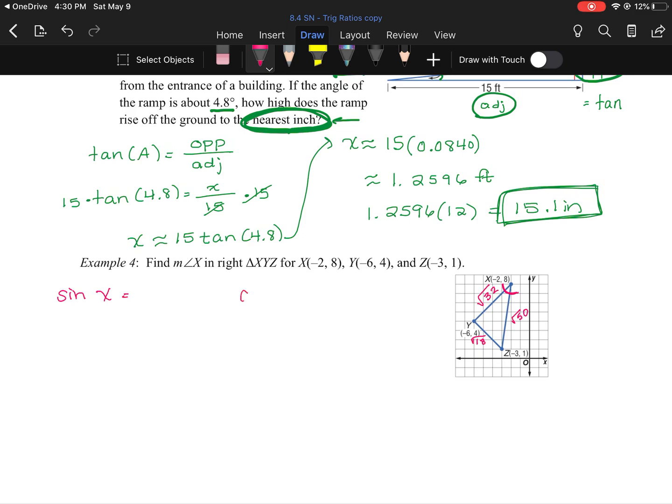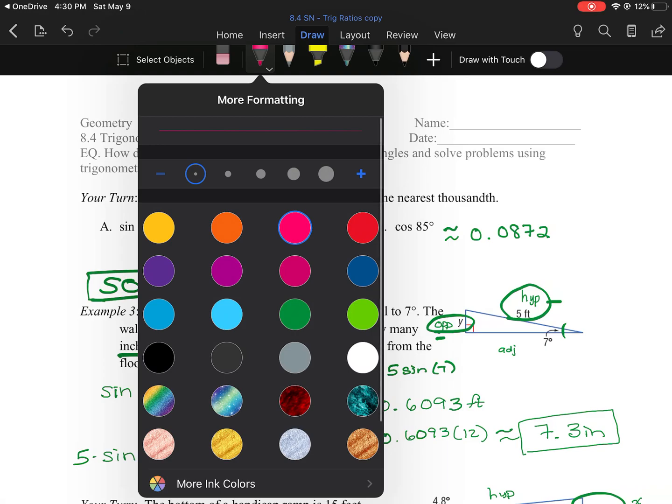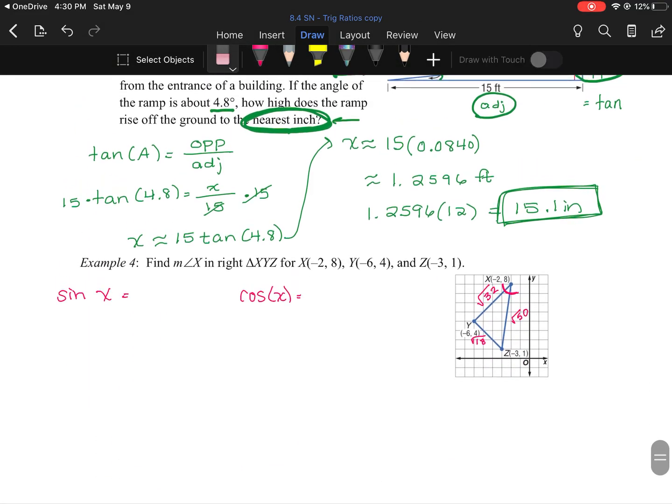So I'm going to do the sine of x. Then I'm going to do the cosine of x. And sorry, sometimes I put the parentheses there and sometimes I don't. I need a little more room. Cosine of x, and then we'll do the tangent, just so you can see it doesn't matter.